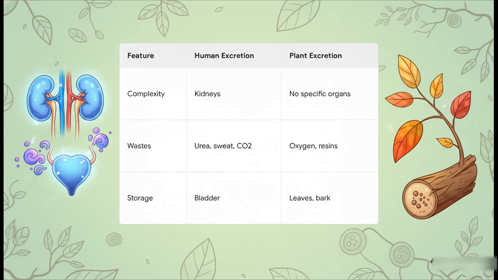Now, looking at this table, compare our system with how a plant manages its waste. Humans require highly specialized organs like kidneys to handle all that toxic urea and uric acid. Plants, amazingly, have absolutely no specialized excretory organs. None! Instead of a complex filtration system, plants just deal with waste by storing it in leaves that eventually dry up and fall off, or packing it into old bark, or storing it in cellular vacuoles. It is a completely decentralized, zero-fuss way of taking out the trash.